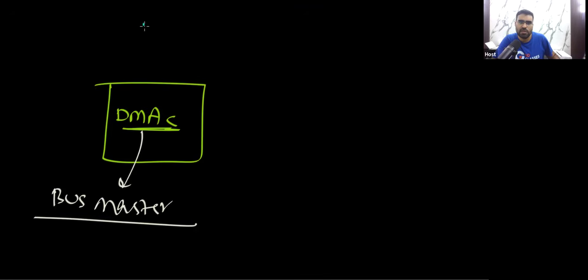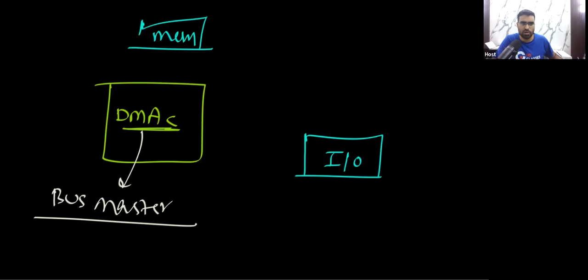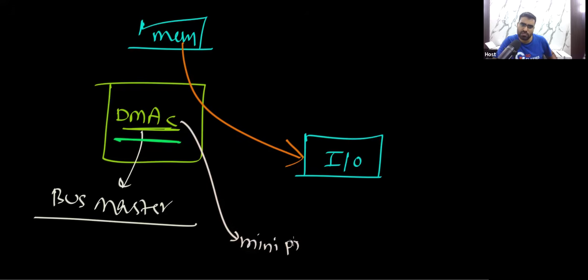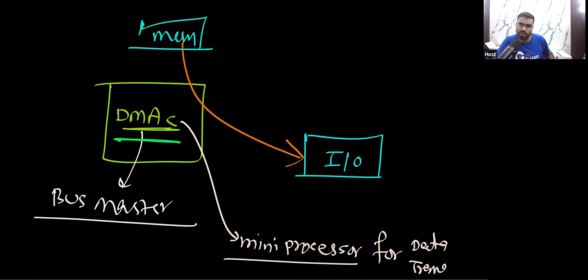Now what will happen? Let's assume the DMA controller needs to transfer data from the IO device to main memory, or main memory to IO device, whatever you want. For example, let's assume we want to do data transfer from main memory to IO device. Then what will this DMA controller do? It will do this data transfer. Remember, we already know that this DMA controller itself is a mini processor, so it can do data transfer, and because it is a mini processor, it can generate the control signals also.